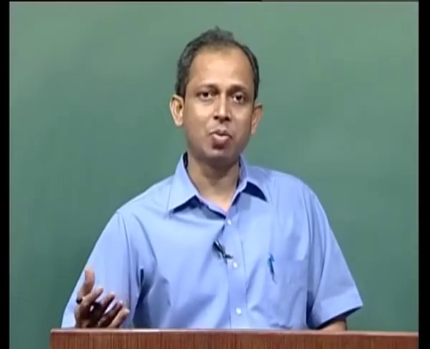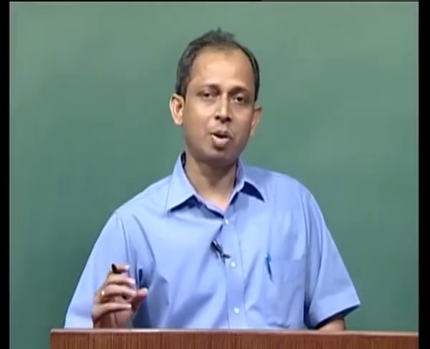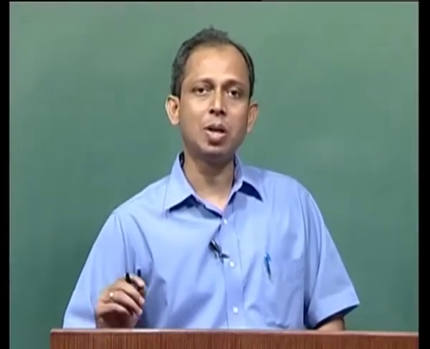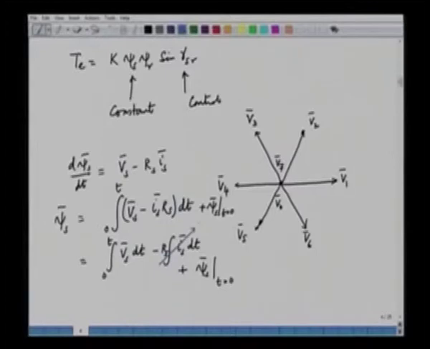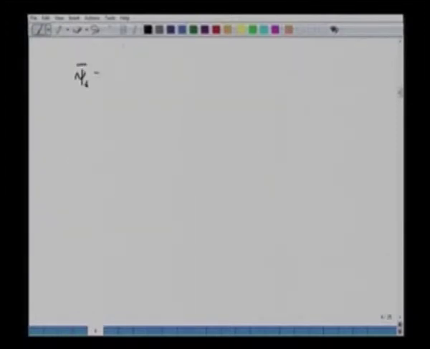Now, we know that we can apply this Vs, and we can have 8 possible Vs's, V1 to V6, V0 and V7. Now, for simplicity, we will ignore the resistance drop. We know that the resistance drop is a fraction of the total voltage. So, we can approximately say this is equal to 0. If we ignore the resistance drop, we can write down the expression as psi s equal to integral 0 to t Vs dt plus psi s at t equal to 0.